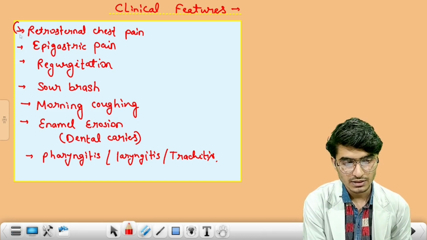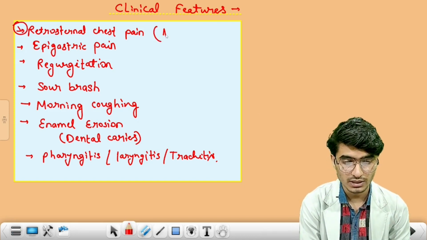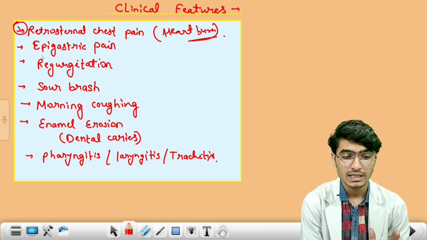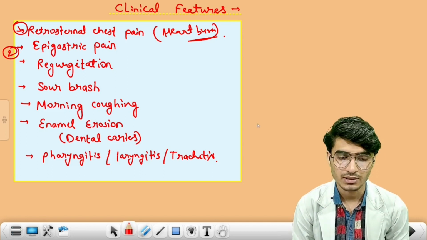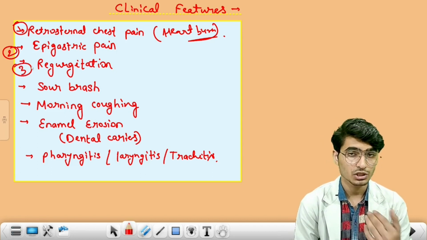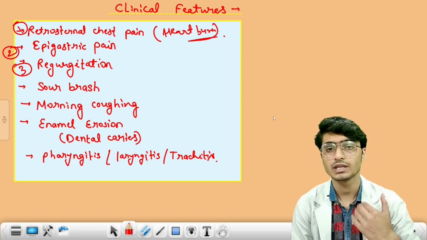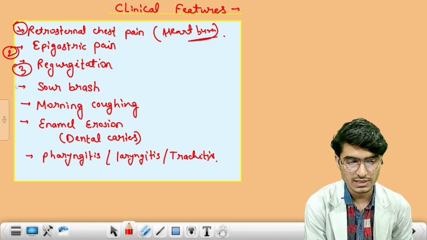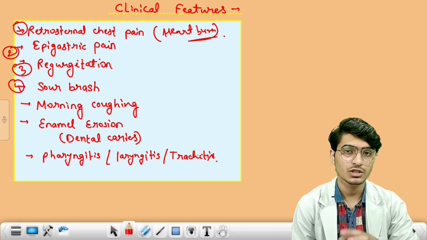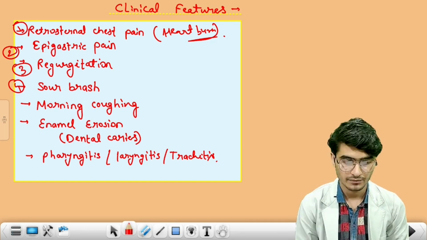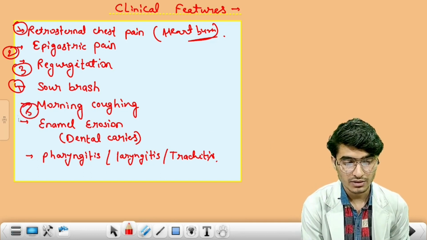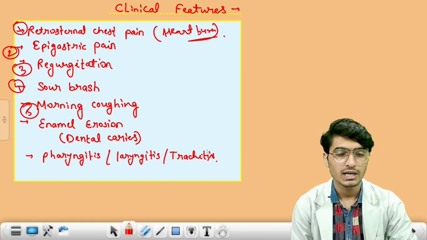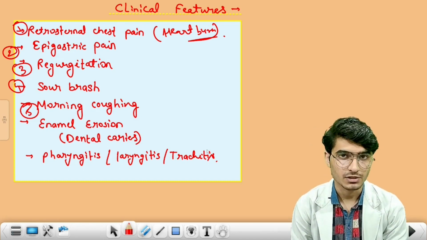Number one is the retrosternal chest pain, that is commonly called heartburn, right? Heartburn is the number one feature, followed by epigastric pain occurring to the patient. Third one is the regurgitation and reflux of gastric content to the esophagus, and that is the third manifestation. And the fourth feature is the sour brash, right? And there is a sour alteration of taste to the patient. So the fifth feature is the morning coughing, and that is because of the tracheitis component. Okay, so irritation of the trachea results in the coughing reflex to the patient, right?